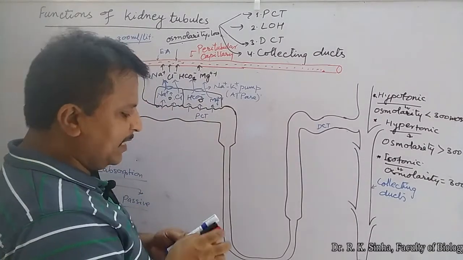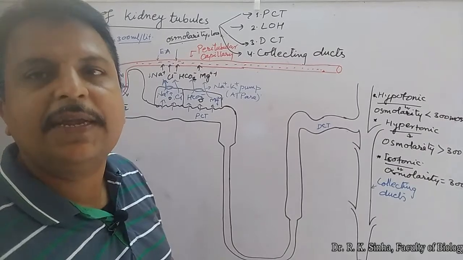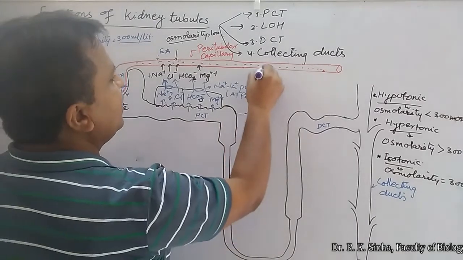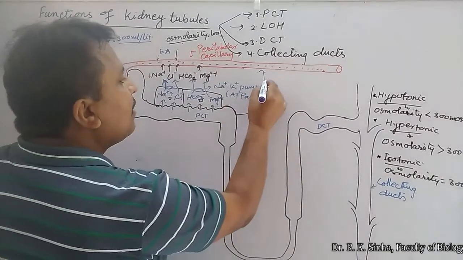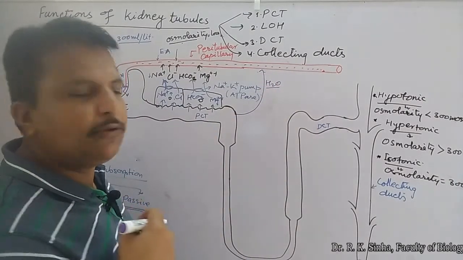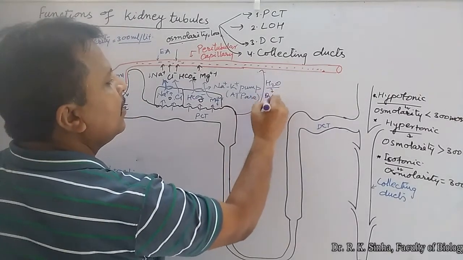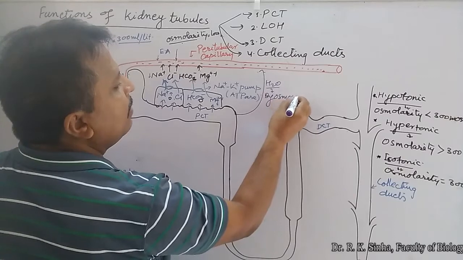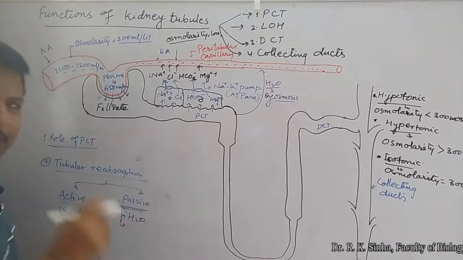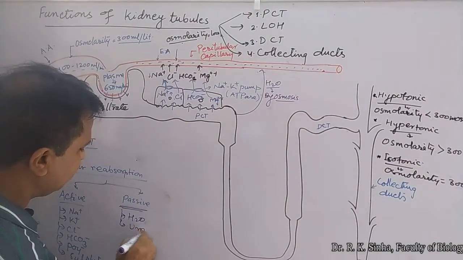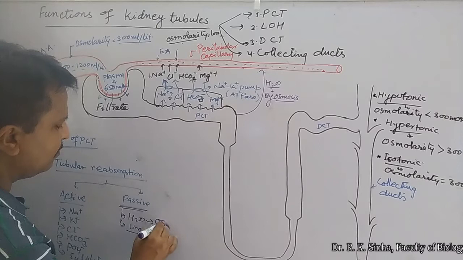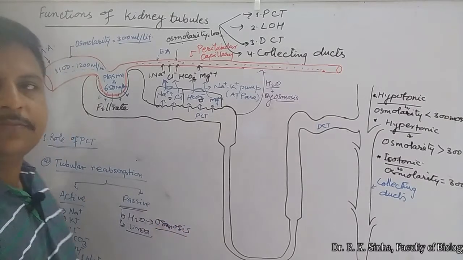Now what will be the passive process? What amount of material will be reabsorbed passively? From this PCT to this one, water will move osmotically, and osmosis is the passive process. So this is by osmosis. H2O, and a little amount of urea, is also reabsorbed from here passively. This is a passive process; by osmosis it will be reabsorbed.